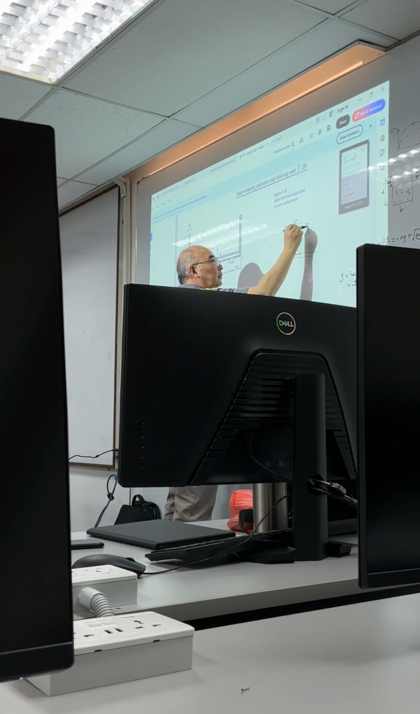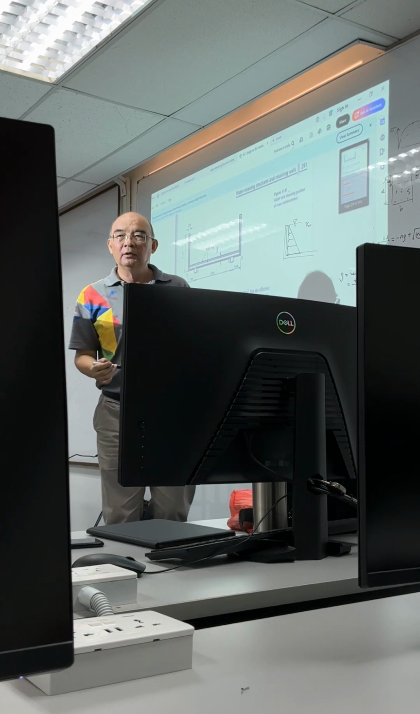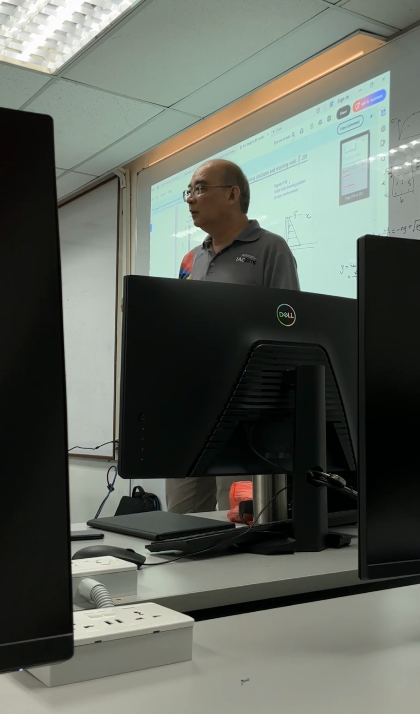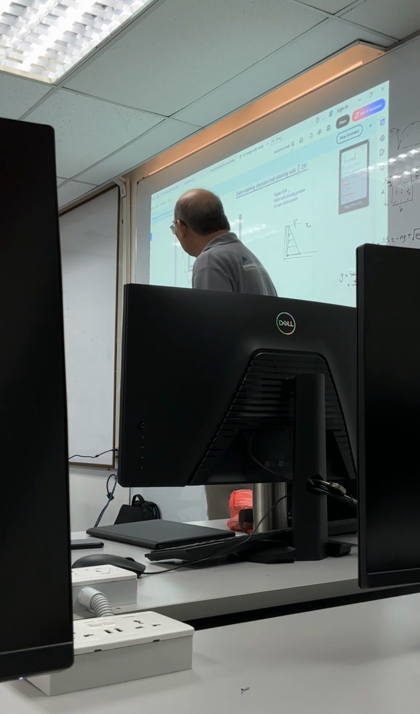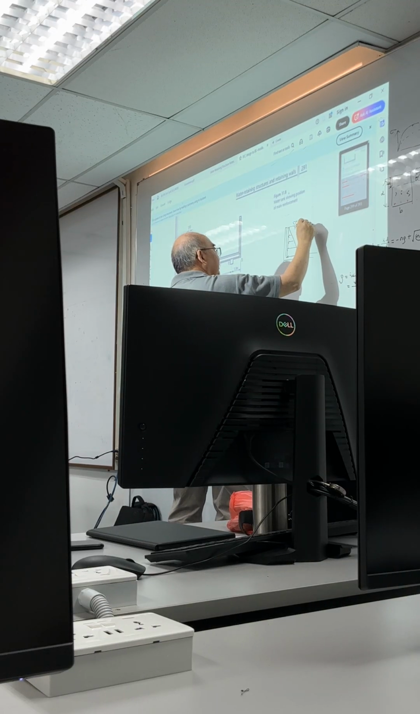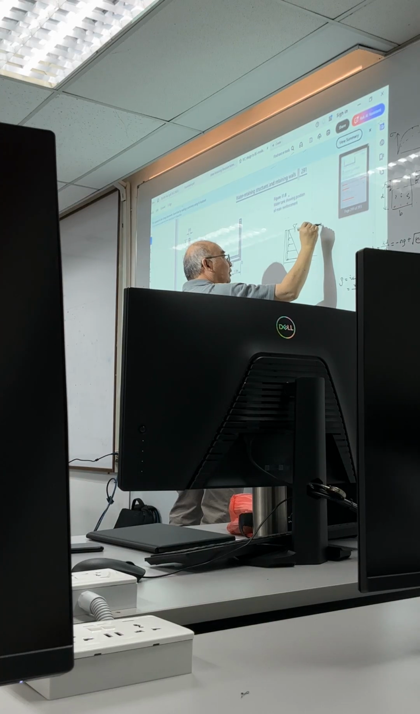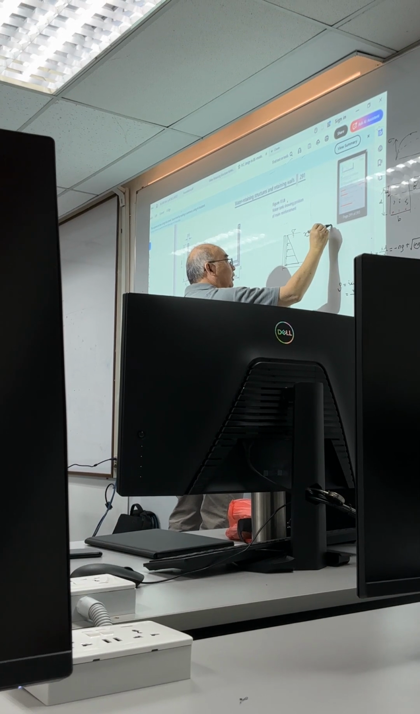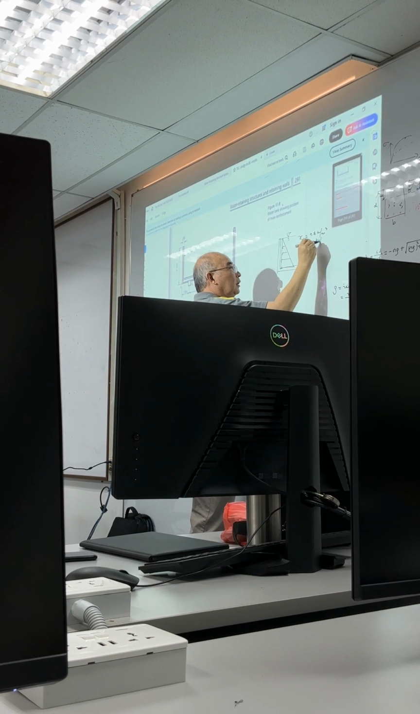Let's say this is gamma water, the unit weight of water. What's the unit weight of water? Anyone? 9.81. 9.8 kilonewton per meter cube, right? Most of the time we take 10 kilonewton per meter cube. It depends on how precise you want to be. In science or in physics, maybe you take 9.8 kilonewton per meter cube. In our engineering, I personally use 10 kilonewton per meter cube.